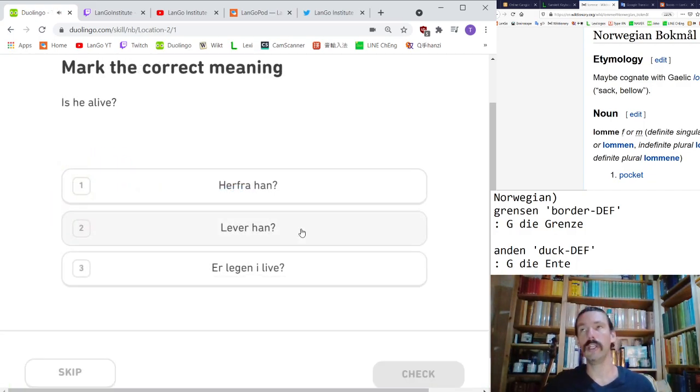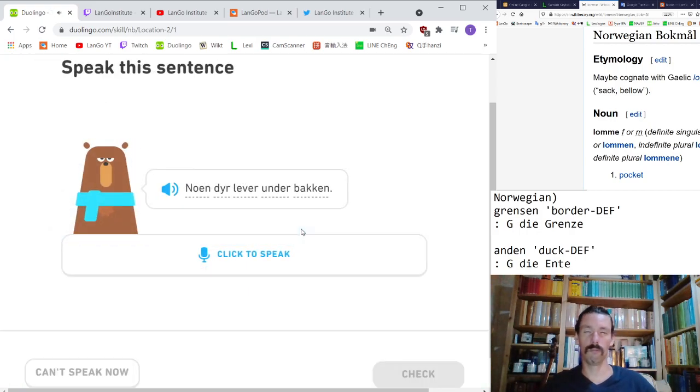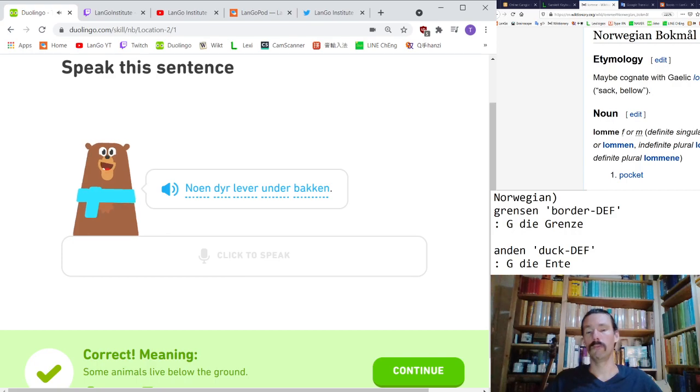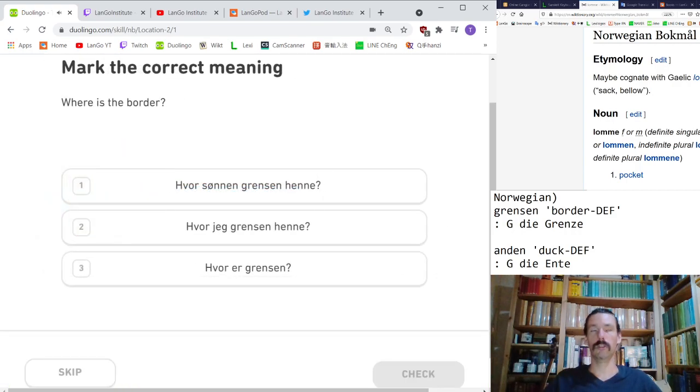Is he alive? Lever han? Noen dyr lever under bakken. Some animals live under the ground. Noen dyr lever under bakken. Hvor er grensen?